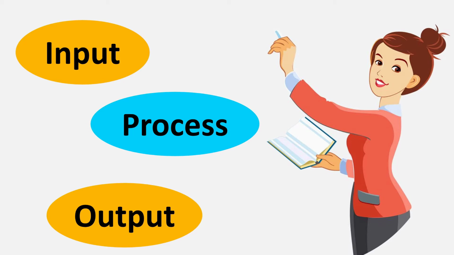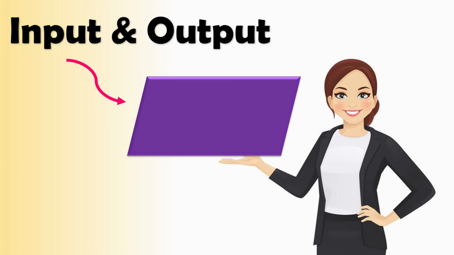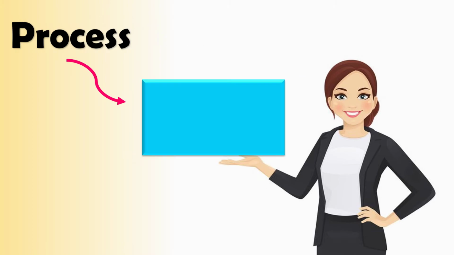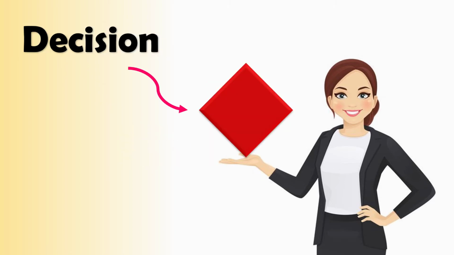So, flowcharts are created by using some symbols. So, let's have a look. To represent the start and the end, we use an oval. To identify the input and the output, we use a rhombus. The process is defined by a rectangle. Flow line shows the direction how the signal flows. Finally, we use a diamond shaped box to represent a decision.